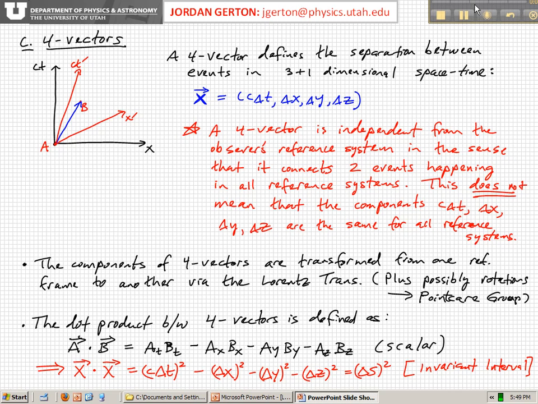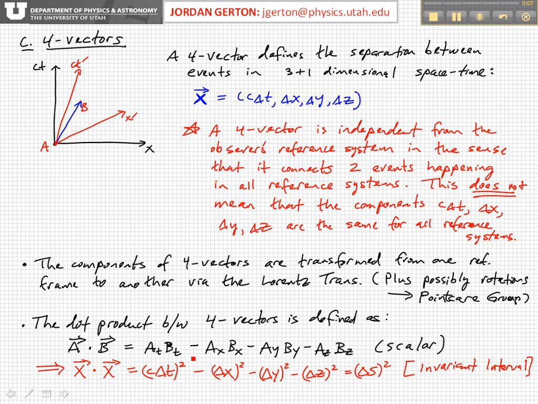Okay, so we've just learned that we can define the dot product between two 4 vectors in this way. It's the product of the two time components minus the product of the two x components minus the product of the two y components minus the product of the two z components. And since this is actually a definition, we should give it 3 lines. It's defined this way.